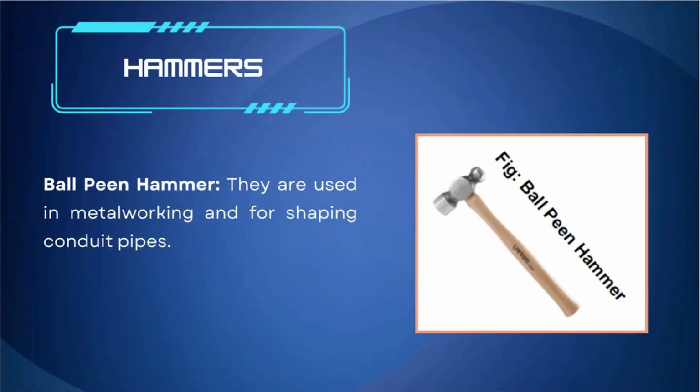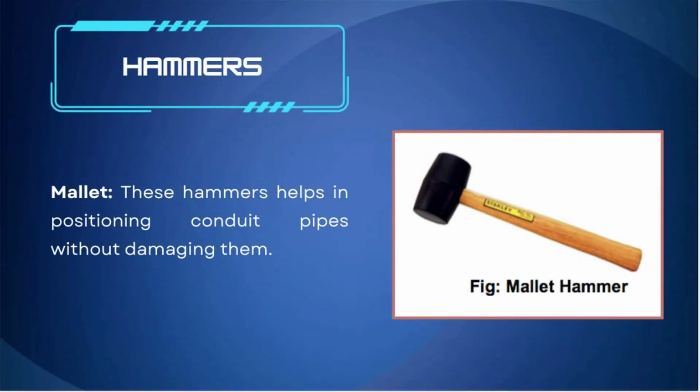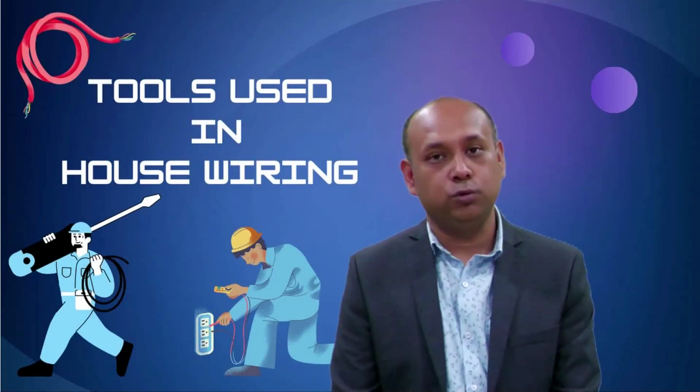Most often, they are used in wooden support installations. Next is the ball peen hammer. They are used in metalworking and for shaping conduit pipes. Then we have the mallet. These hammers help in positioning conduit pipes without damaging them. Next is the punching tools.